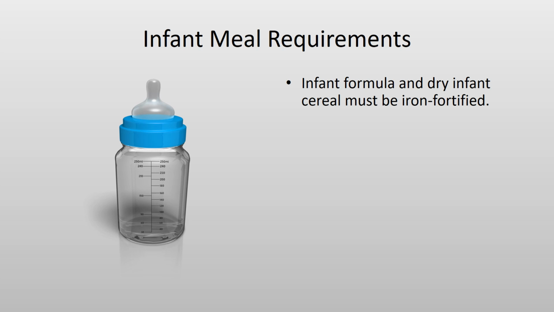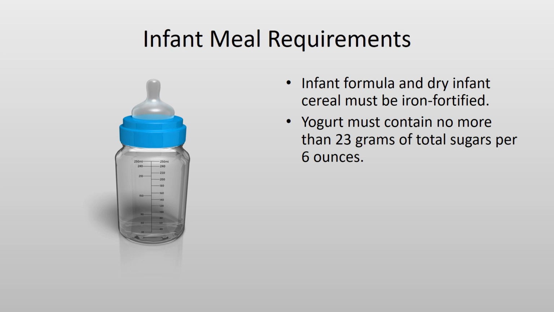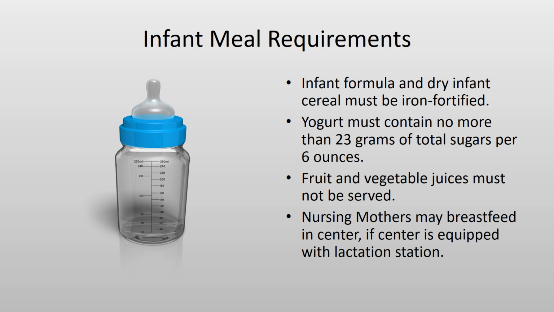Infant formula and dry infant cereal must be iron fortified. Yogurt must contain no more than 23 grams of sugar per 6 ounces. Fruit and vegetable juices must not be served to infants. Nursing mothers may breastfeed in center if center is equipped with lactation station.